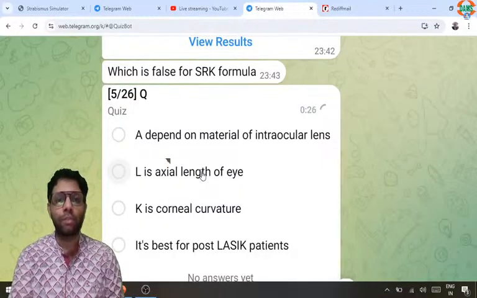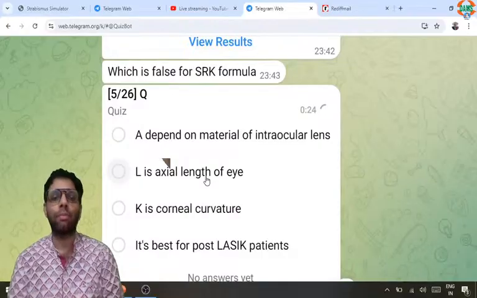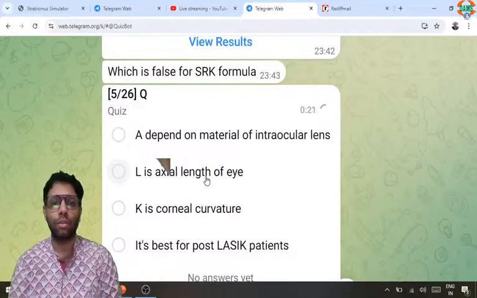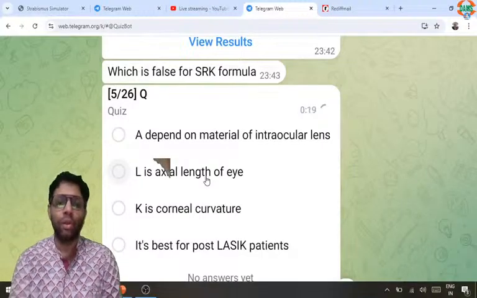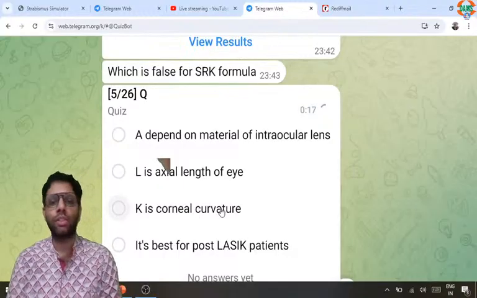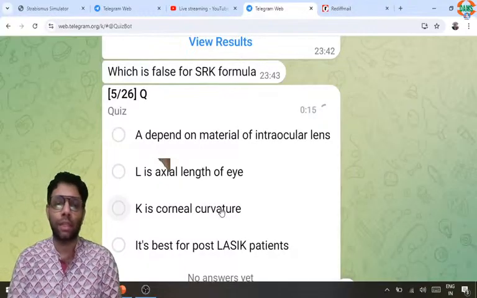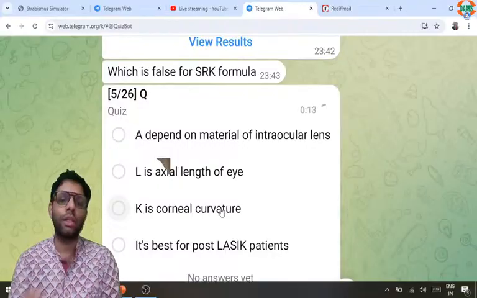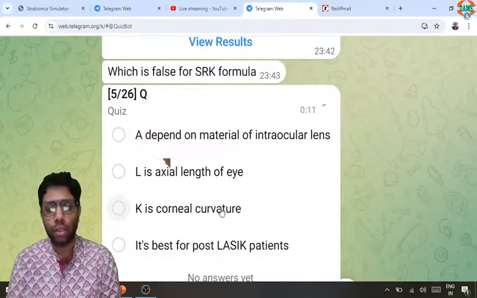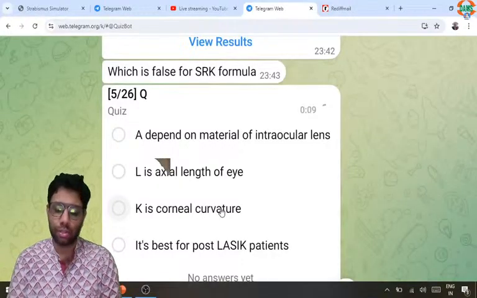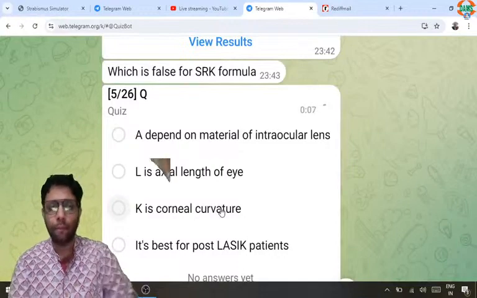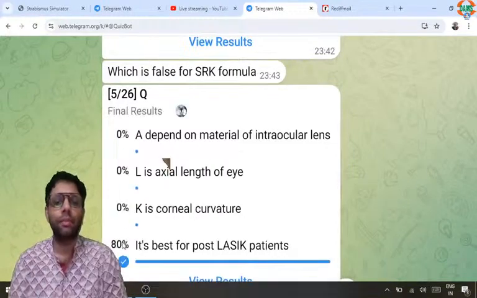When 1 millimeter of the axial length changes, 2.5 diopters of the refractive error of the eyeball changes. 1 diopter of corneal curvature changes, 0.9 diopter of refractive error changes. 1 millimeter corneal curvature changes, 6 diopter of refractive error of the patient changes. Alright, so answer is D.